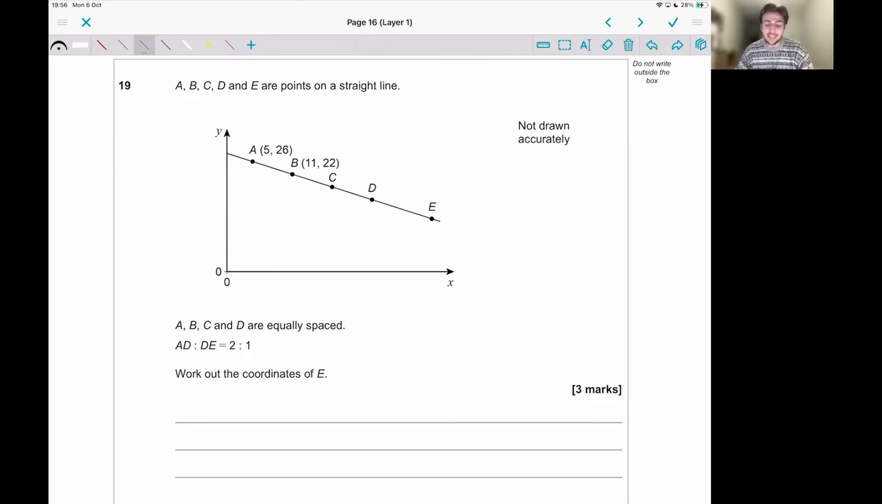So A, B, C, D, and E are points on a straight line. A, B, C, and D are equally spaced, but A to D and D to E are in the ratio 2 to 1. So what that means, here to here is the same distance as this, is the same distance as this. These are all the same. But here to here is twice as long as here to here.